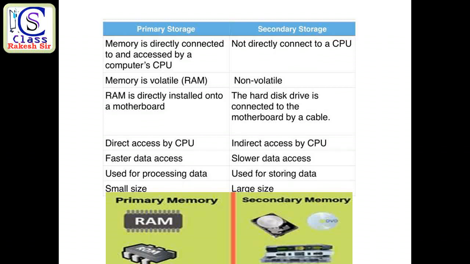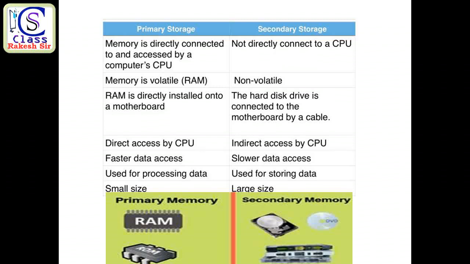And many other differences are written here. RAM is directly installed on a motherboard. What a motherboard is, I will explain later. A hard disk drive is connected to the motherboard by a cable. Primary memory is directly accessed by the CPU, secondary memory is indirectly accessed by the CPU. Primary memory has faster data access, secondary memory has slower data access. Primary memory is small in size and secondary memory is large in size. These are the differences between primary memory and secondary memory that we use to store information for future usage in our computer system.